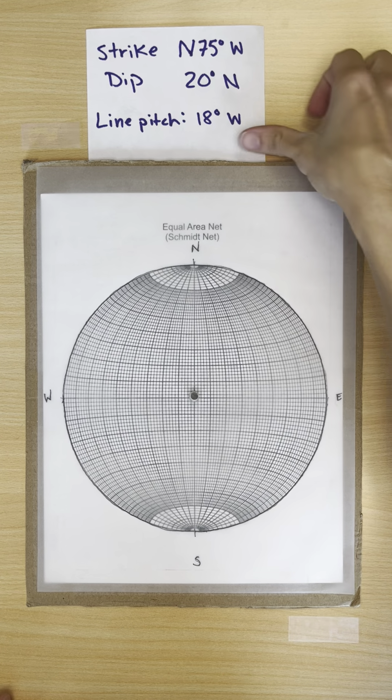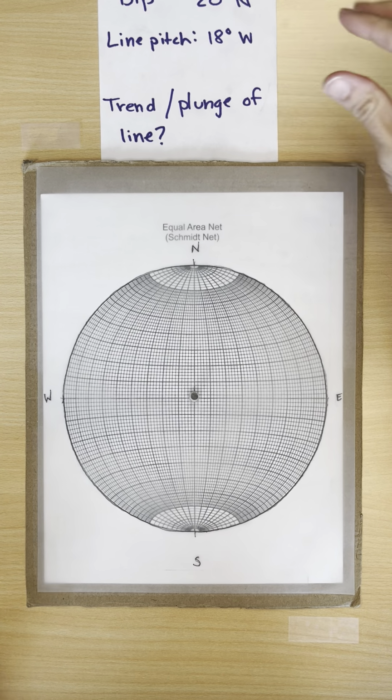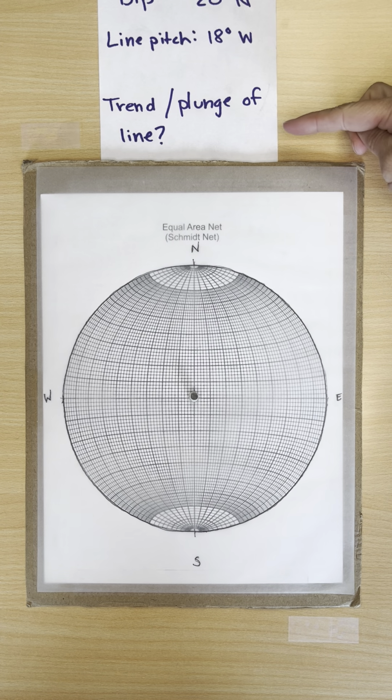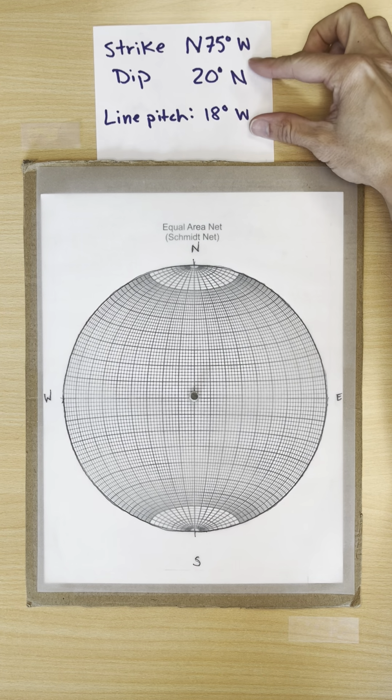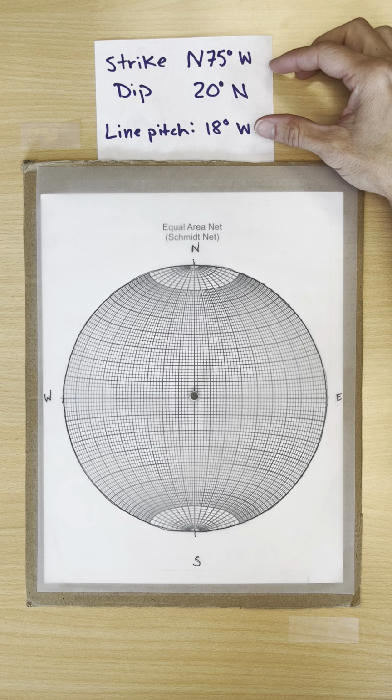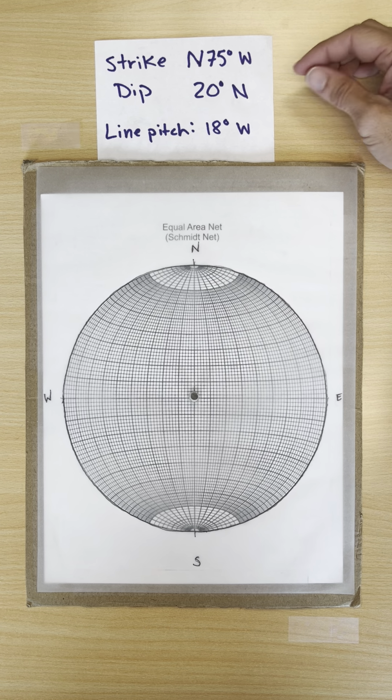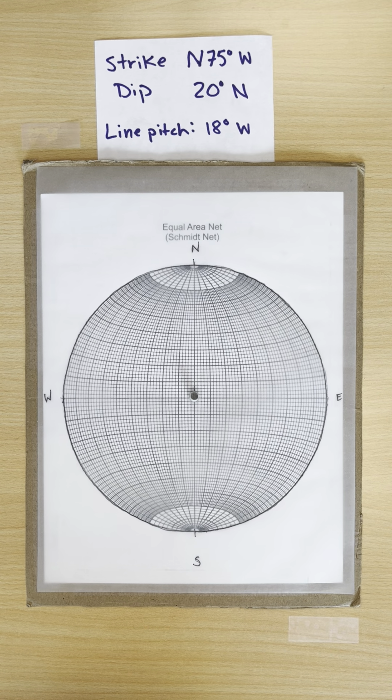Hi everyone. In this video, I'm going to show you how to determine the trend and plunge of a line when we are given the strike and dip of a plane and the pitch of the line within that plane. So we're going to start by plotting the strike and dip of the plane.